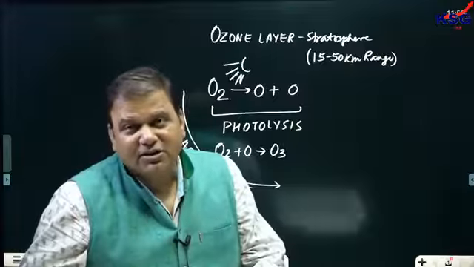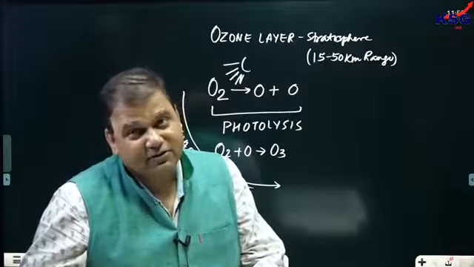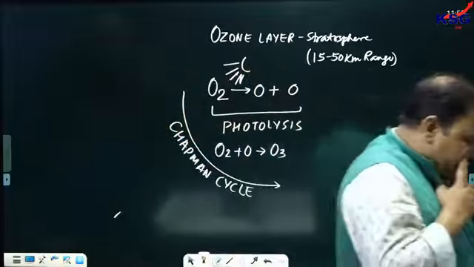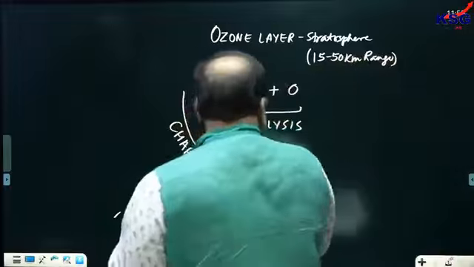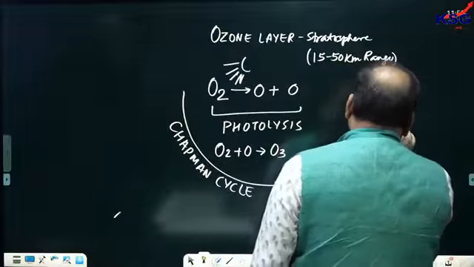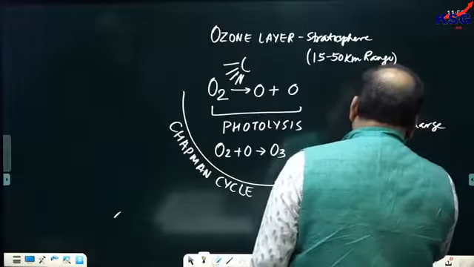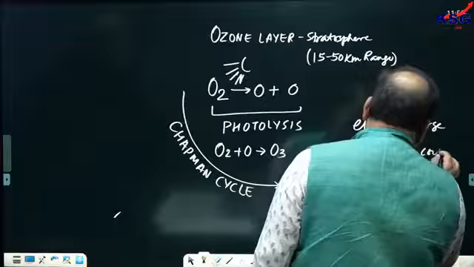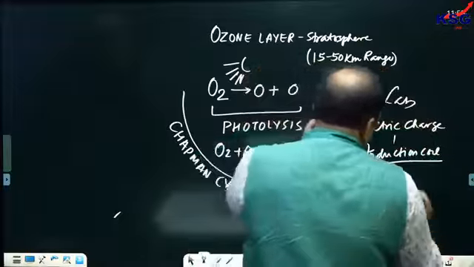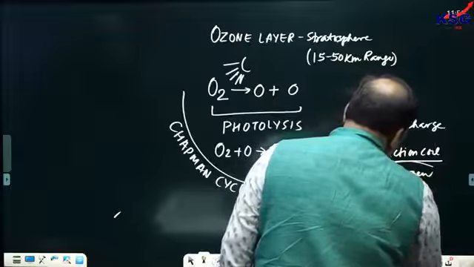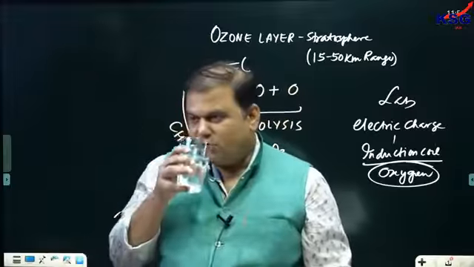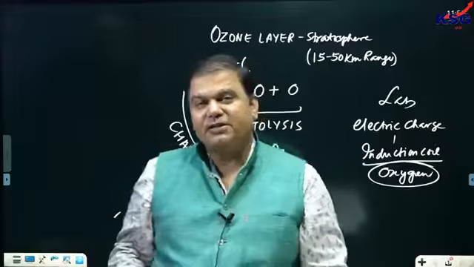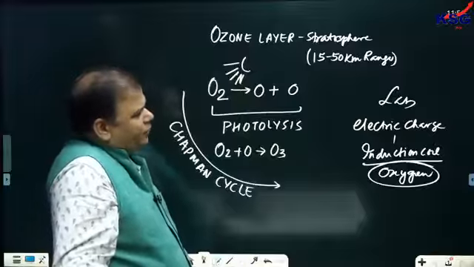By giving electric charge from an induction coil to oxygen present in the lab. Write down, in the lab, ozone would be formed by giving electric charge from induction coil to oxygen present in the lab. Clear?